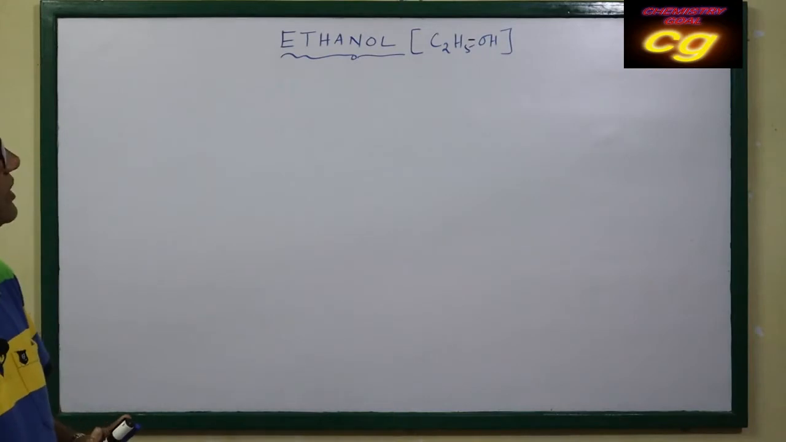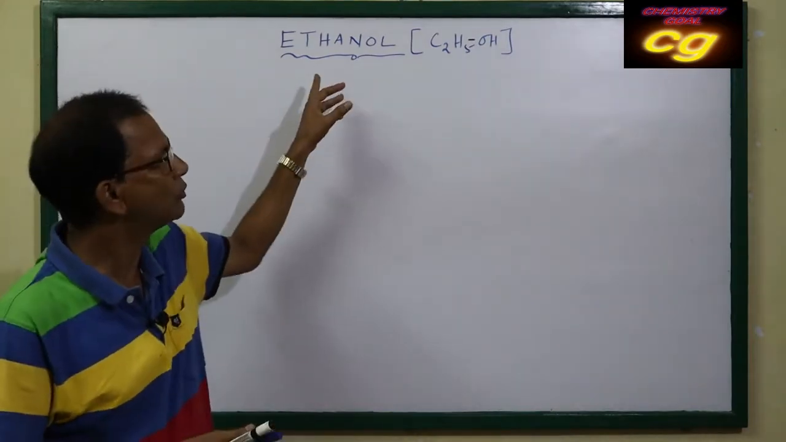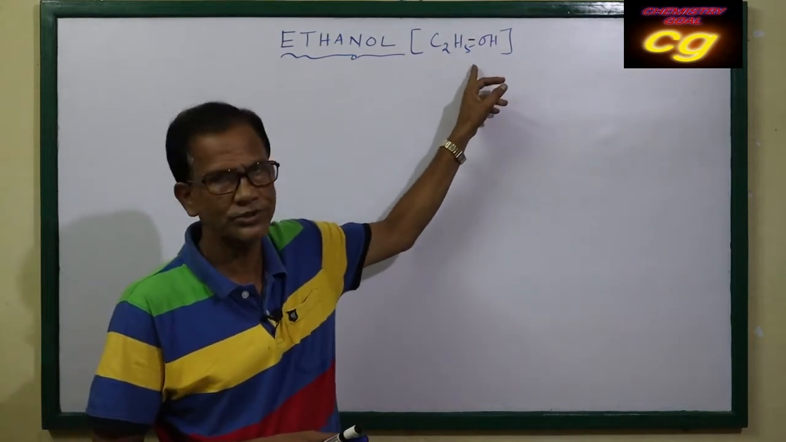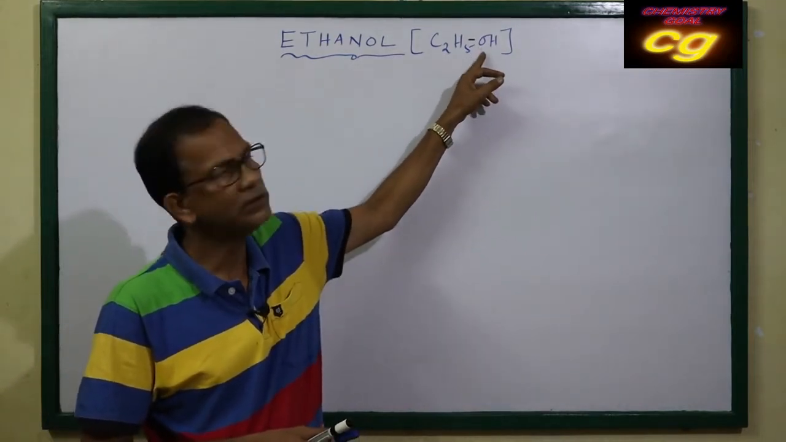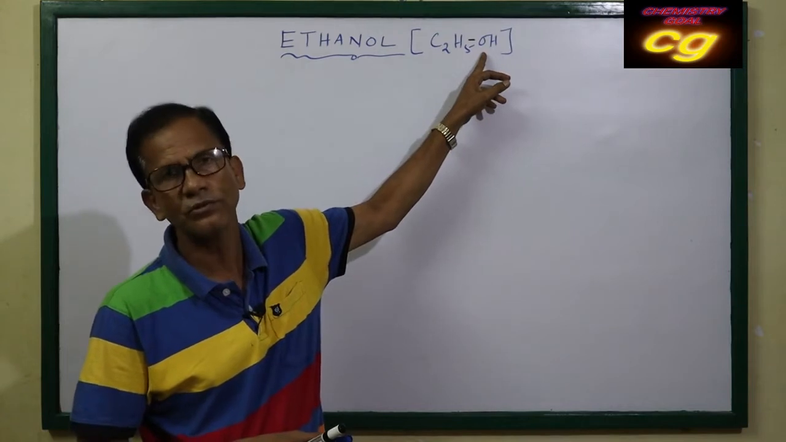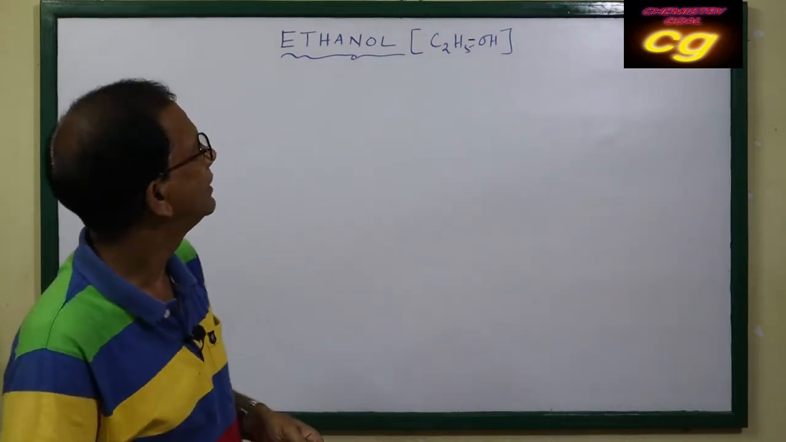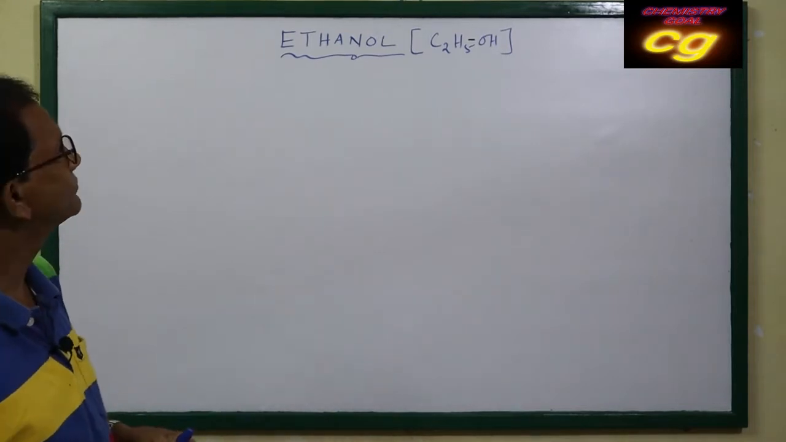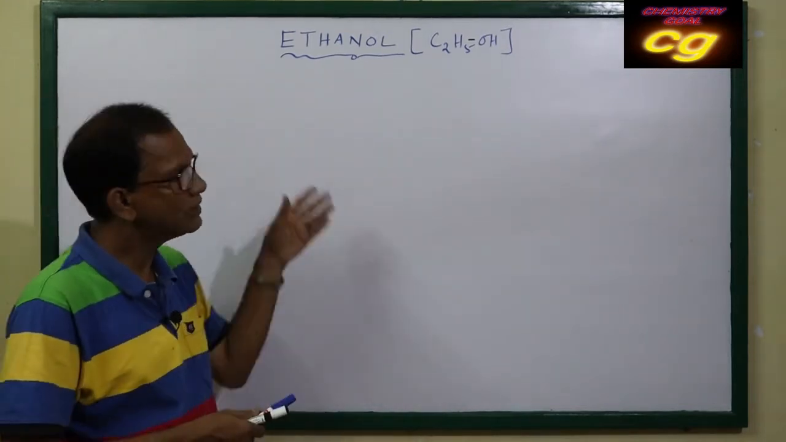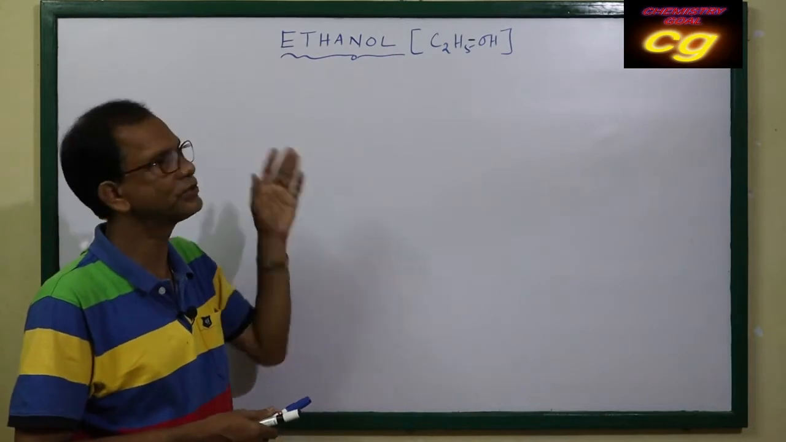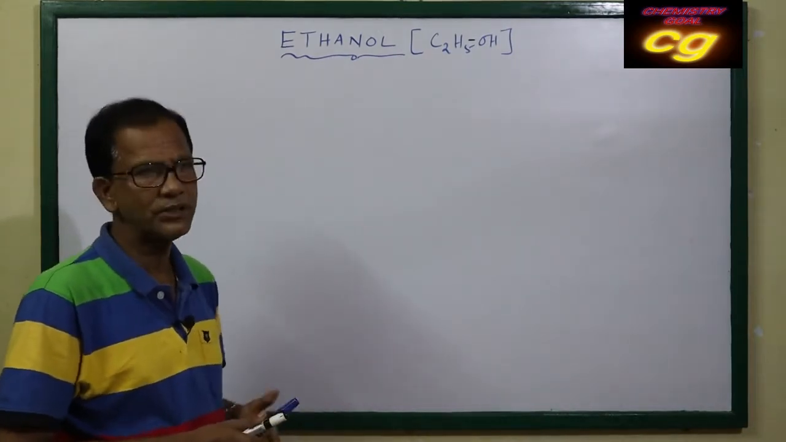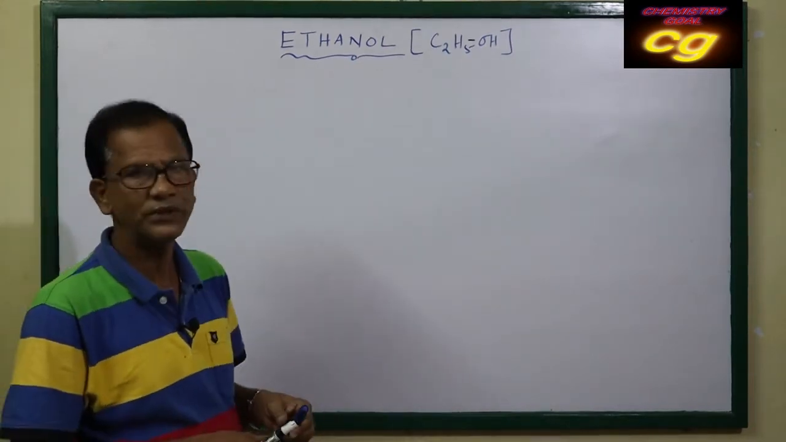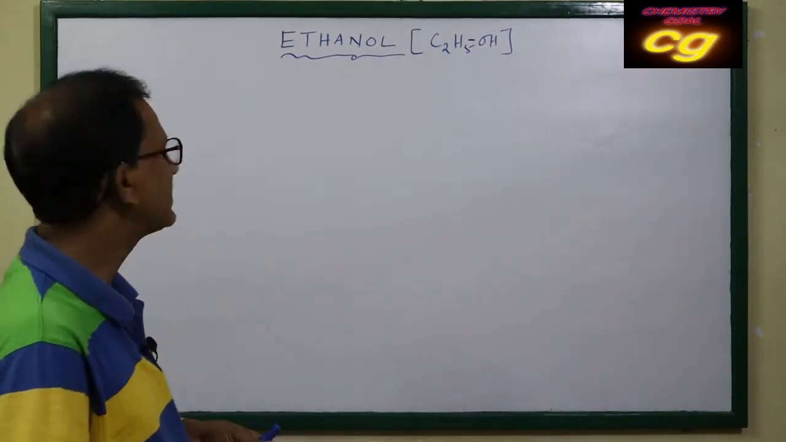Ethanol is the second alcohol having the formula C2H5OH, having the alcoholic group, that is the OH group. The preparation of ethanol can be done by different methods. Some industrial methods and laboratory methods can be used in the preparation of ethanol. Let us discuss the preparation of ethanol.